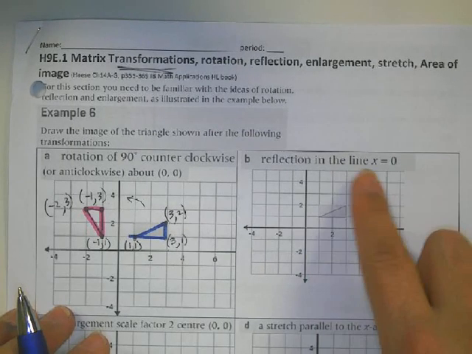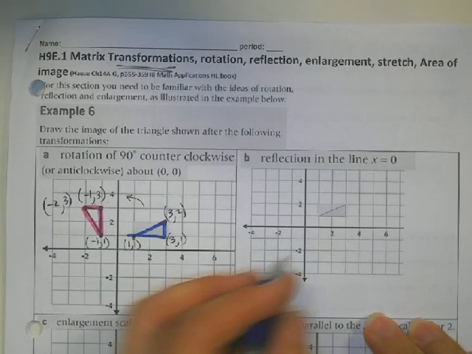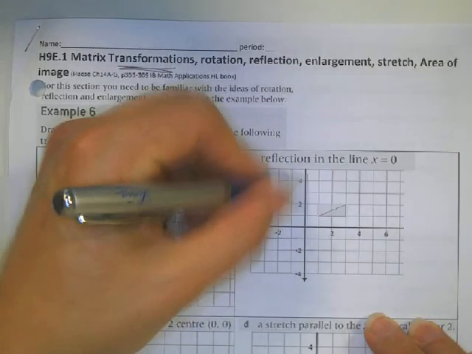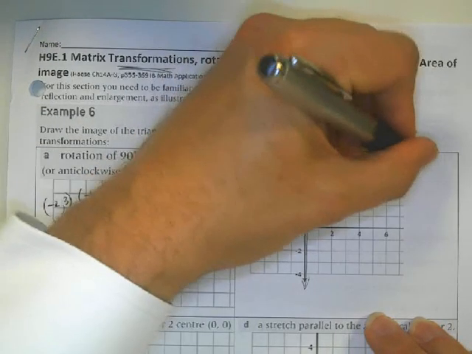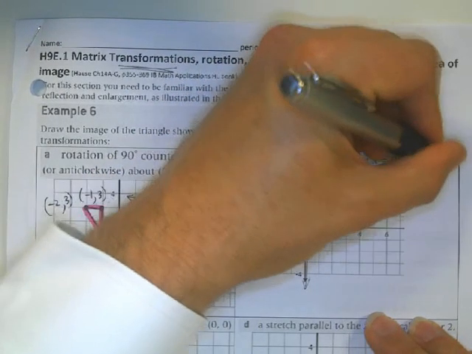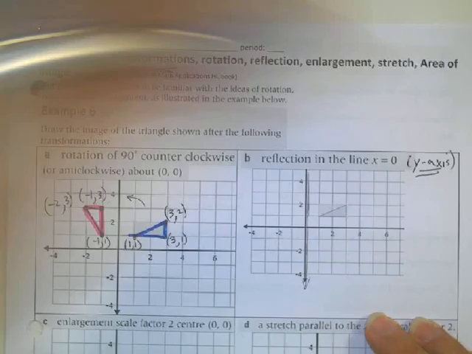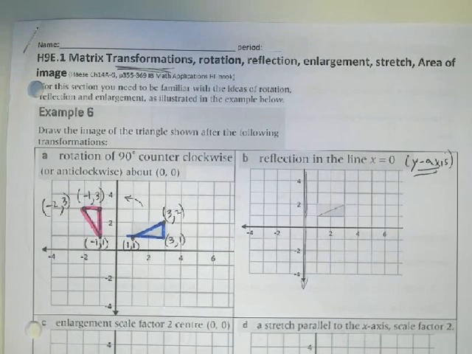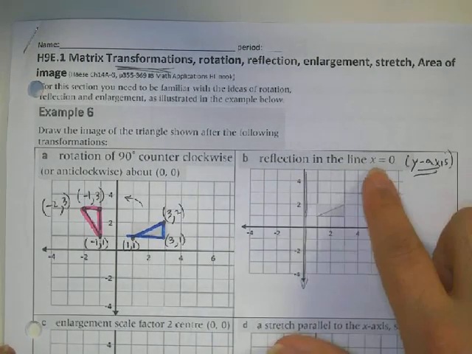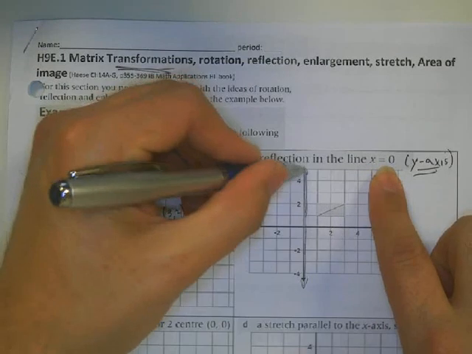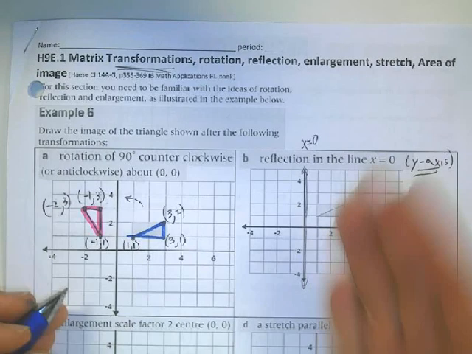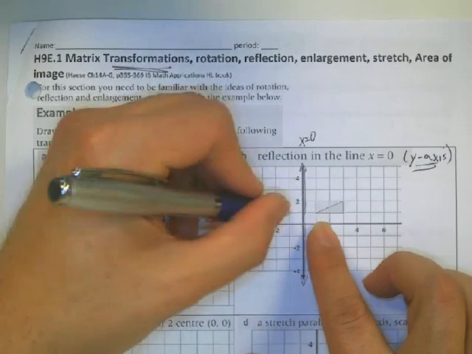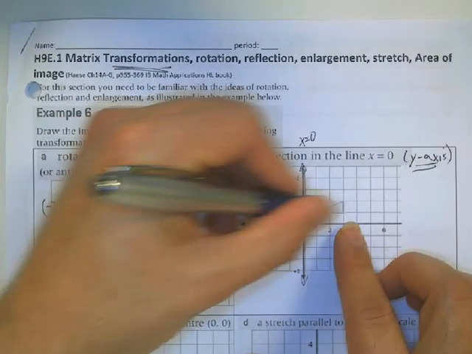Reflection on the line x equals 0. So x equals 0 is this line right here. So this is a reflection on the y-axis. Okay, a lot of people messed up on that one during class today. Reflection on the line x equals 0, and this line right here is x equals 0. So if I treat it like a mirror, this point right here is going to be right there.